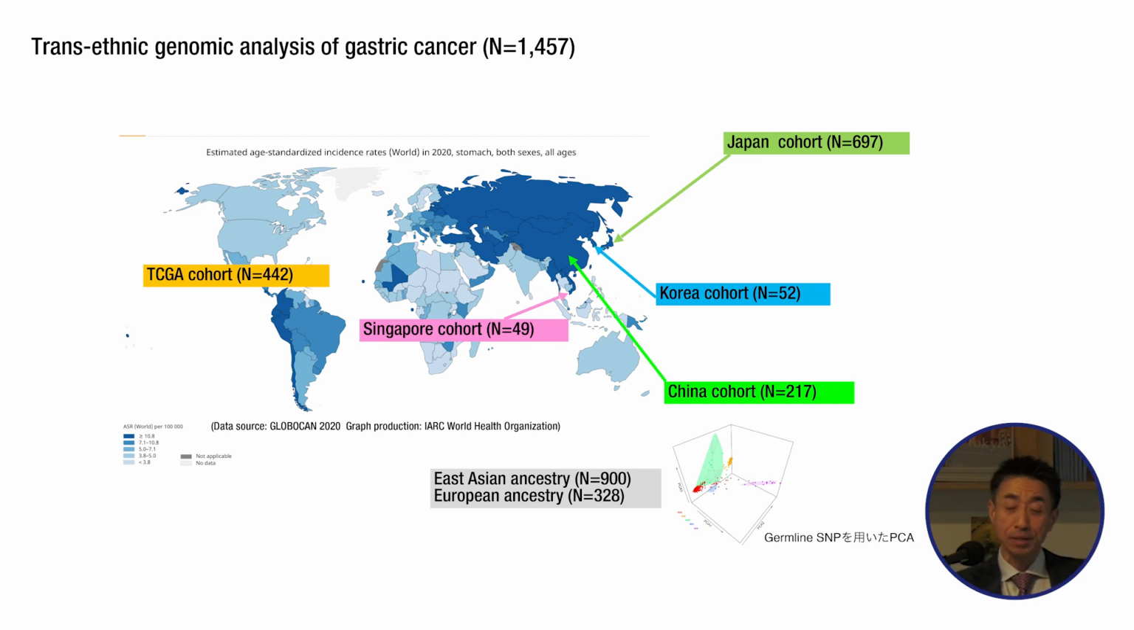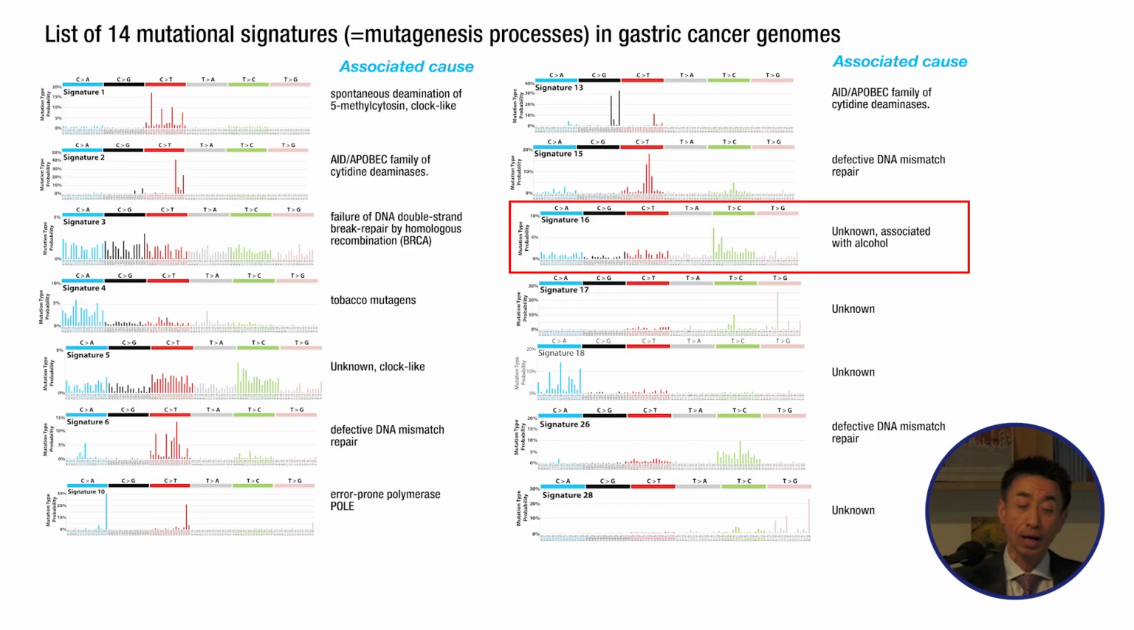So we move to our analysis. We sequenced about 1,400 cases of gastric cancer from different parts of the world, and then we deconstructed the signatures. In gastric cancer, we have 14 different patterns happening. And we are very interested in this specific one, signature 16, which I'll tell you about later.